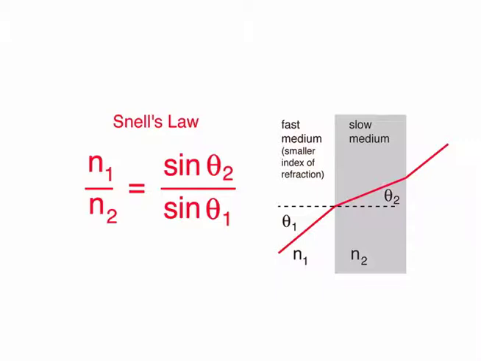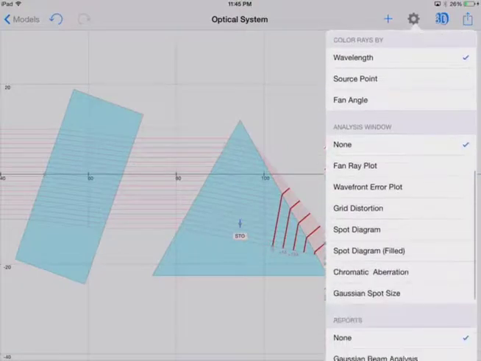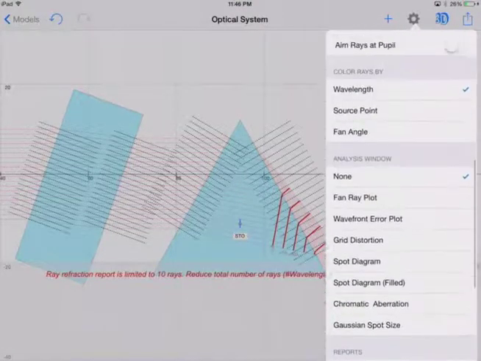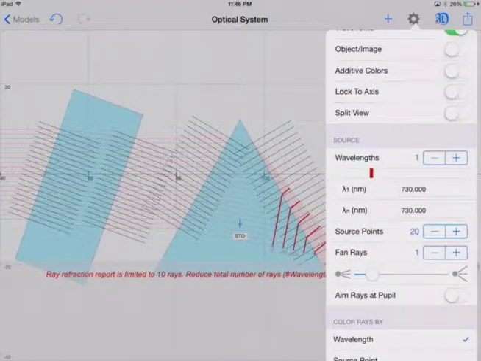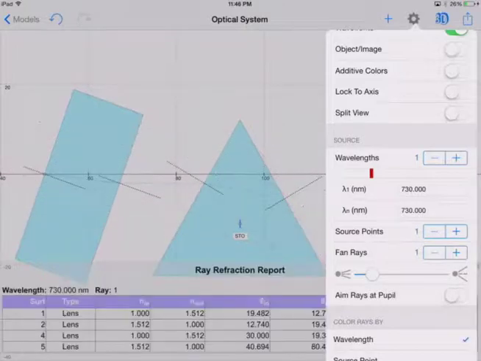As a result, if you're going from a low index material to a high index material, the ray bends towards the normal. And as you go from the high index material to the low index material, the ray bends away from the normal. You can visualize this in RayLab by going to options and turning on the ray refraction report. And as you can see, you have to reduce the number of rays. Let's go all the way down to 1.